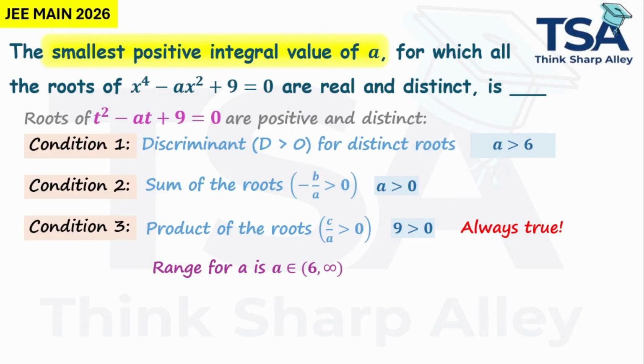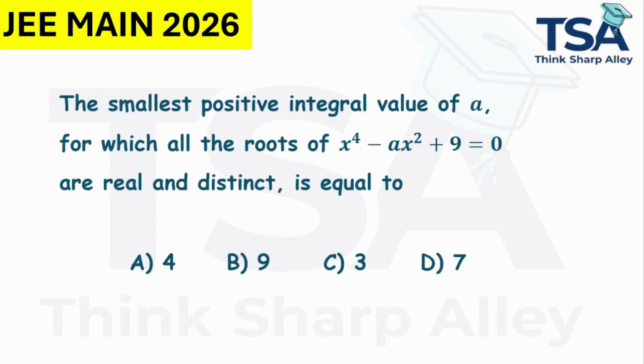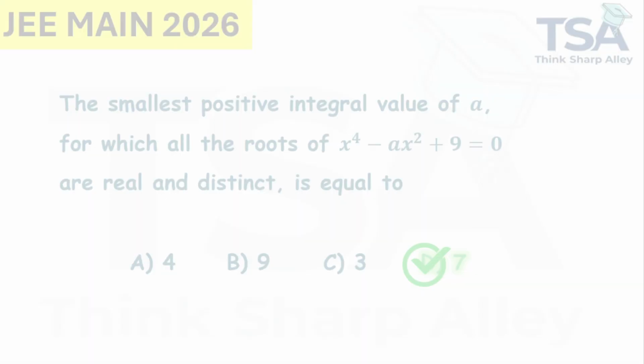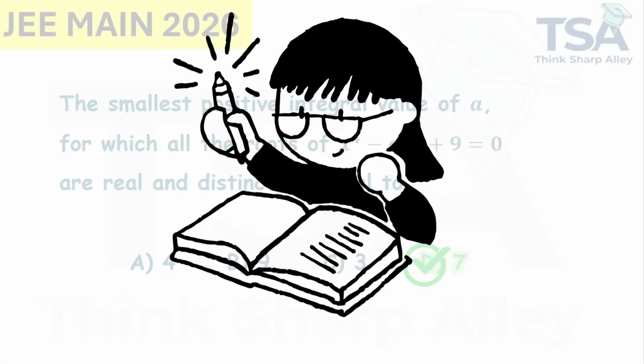Now since the problem asks for the smallest positive integral value of a, and we have got a must be strictly greater than 6, so it cannot be 6 itself. So the next integer is 7. So the correct option for this question is option 7. In JEE, always check what your substitute variable is doing behind the scenes.